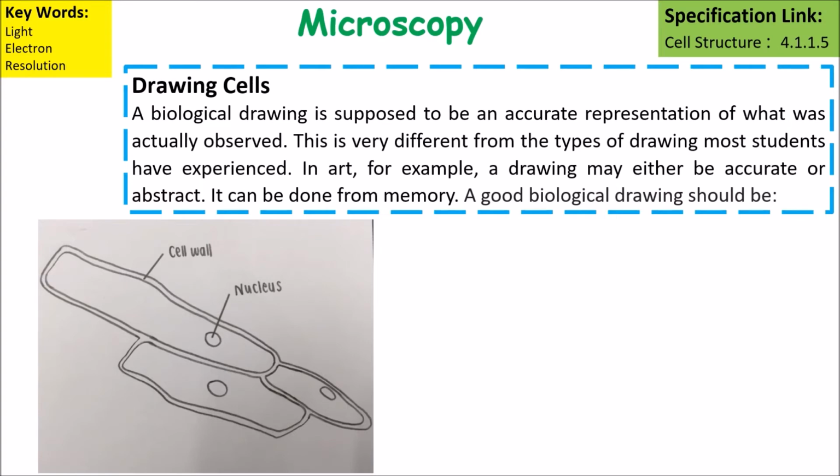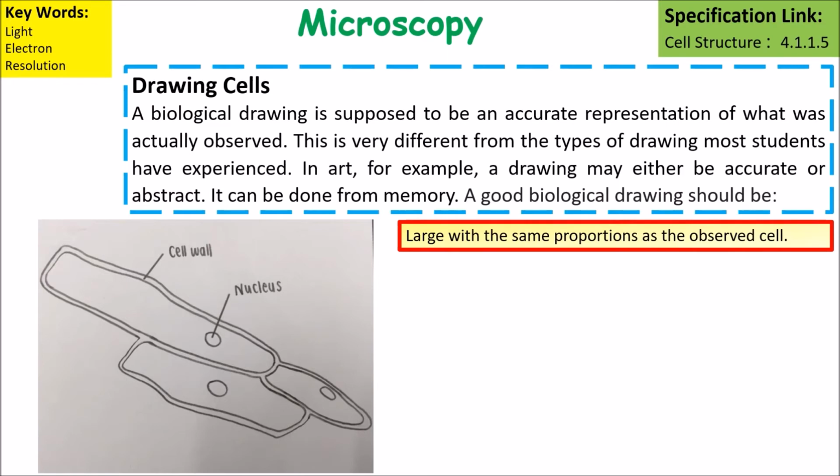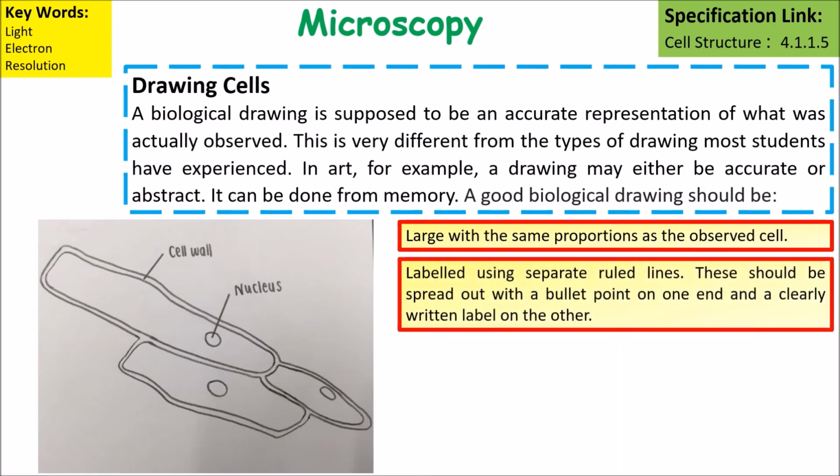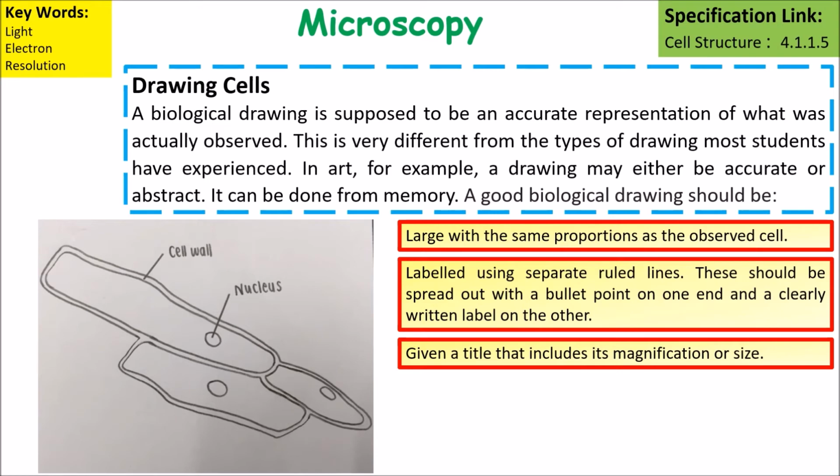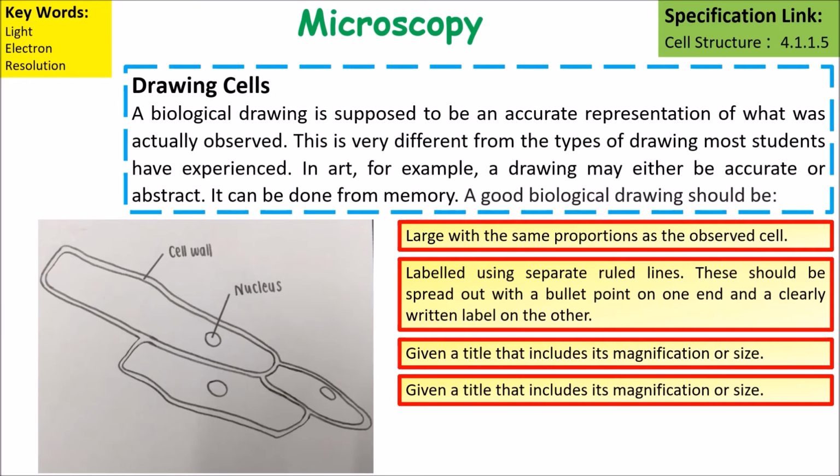Good biological drawing should be large, with the same proportions of the observed cell. It should be labelled using separate ruled lines, which should be spread out and clearly labelled, and make sure that the lines preferably go out horizontally from where you are labelling, unlike in this diagram. Make sure that you give a title and that it includes the magnification that you're using. You can also include in the title the size of the cell after you've worked that out.